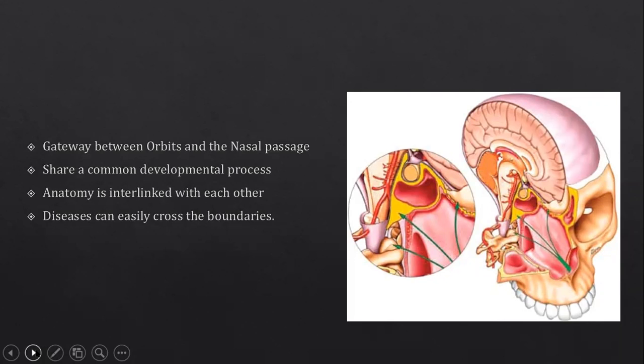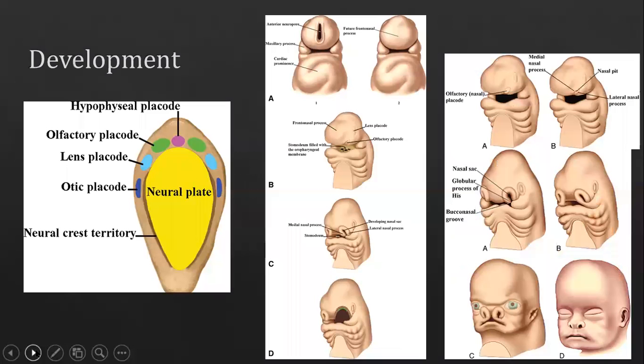So the anatomy is very much intertwined with the development of these structures, and hence you will realize that when infection, tumors, or trauma affect one area, they can easily involve the other areas in the vicinity.